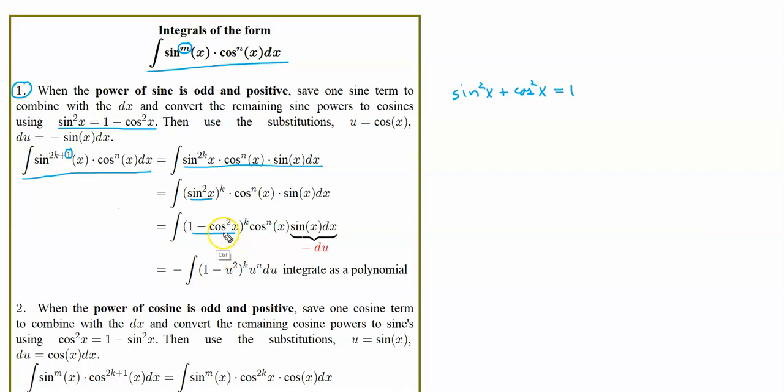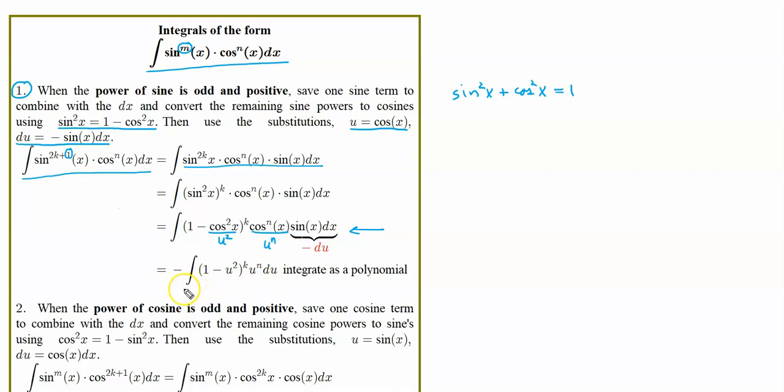And now what we can do is use a substitution u equals cosine x, in which case du is going to be negative sine x dx. And so you see what happens when we use that substitution at this step right here: the sine x dx becomes negative du. Cosine squared is going to become u squared. Cosine to the nth power is going to become u to the nth power.